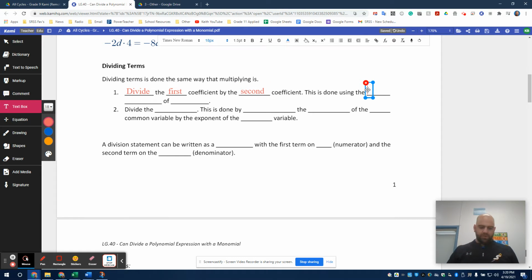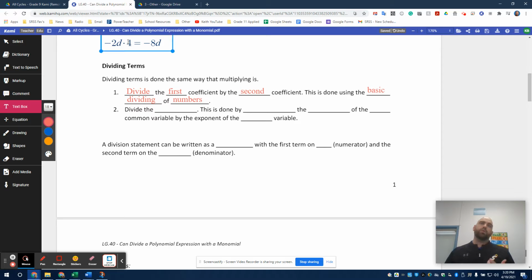This is done using our basic understanding of dividing numbers, just like you've done for many years already. So we're going to do it the same way. Just like we multiplied the coefficients, now we're going to divide. But we're always going to take the first one and divide by the second one.